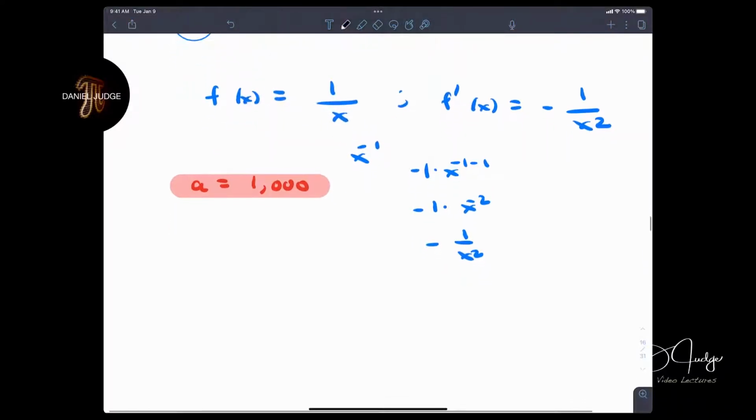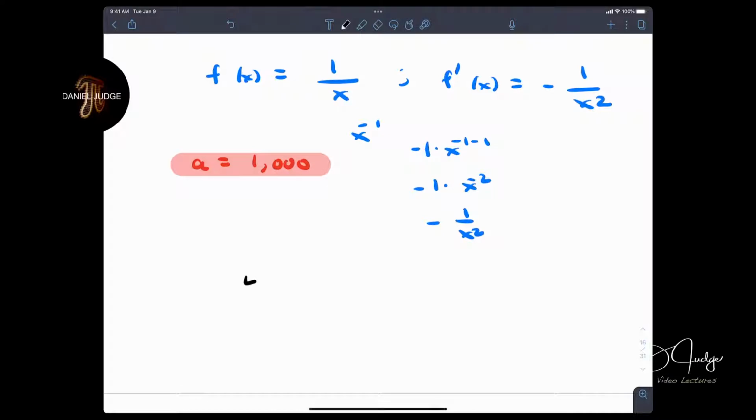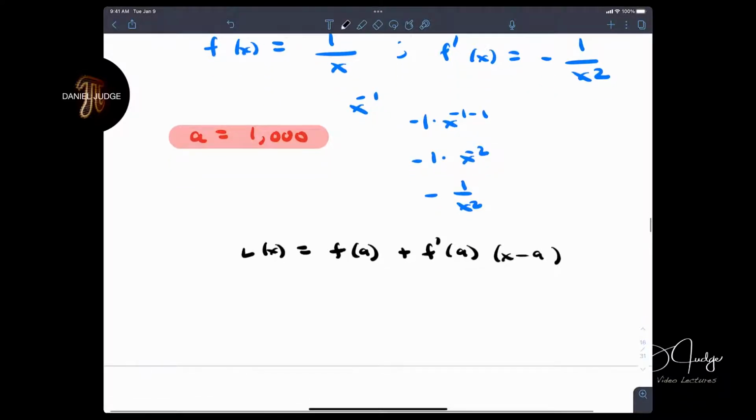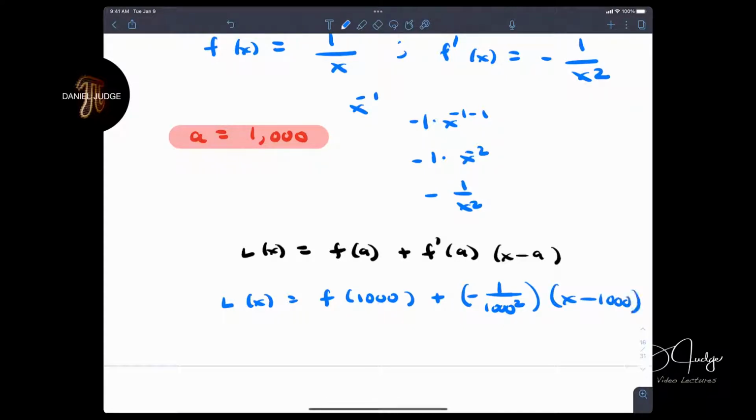So the linearization function is f of a plus f prime of a times x minus a. So we have all the information we need to approximate the function 1 over x about the value 1,000. So here's our linearization function. f of 1,000, that's the a value, plus negative 1 over 1,000 to the second power, x minus 1,000.